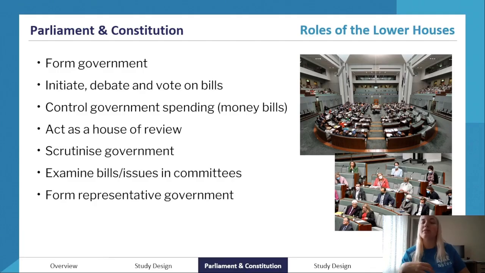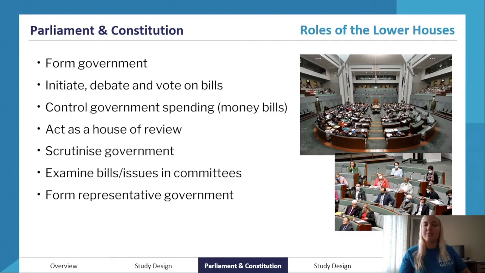This is important because this is a key differentiating role. The Senate actually cannot initiate money bills. This is exclusively a role of the lower house. And it makes sense because the lower house forms government, which is also exclusive to the lower house. Okay? They also act as a house of review.